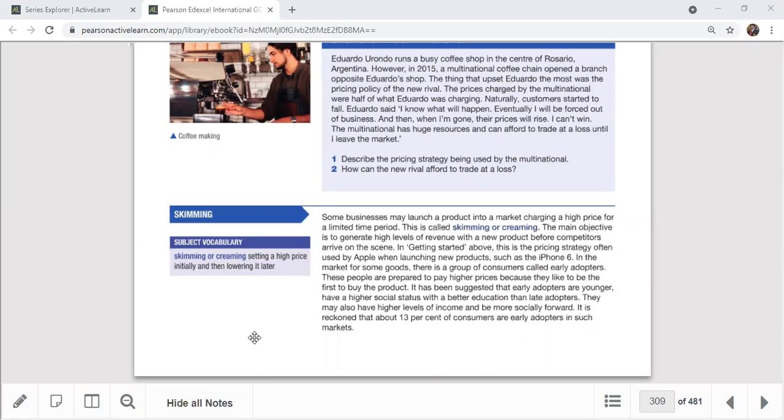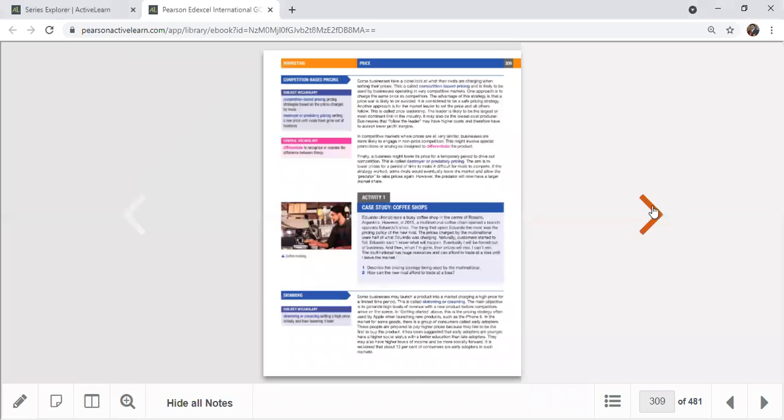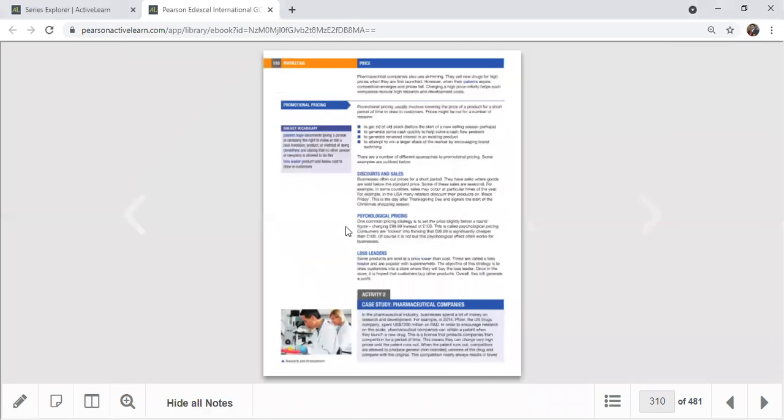Yeah, that means 13% of the market. Normally we can recognize that this kind of market is an early adopters market, which means on the other hand, 87% of the market are late adopters, right? So keep that in mind as well. So that's penetration and skimming, and we are going to talk about this one.